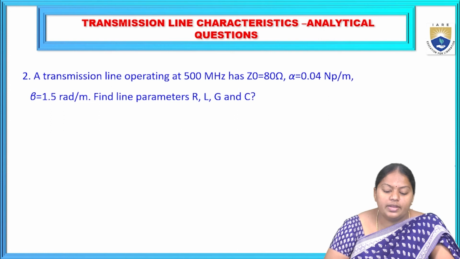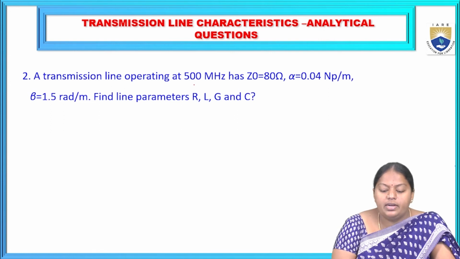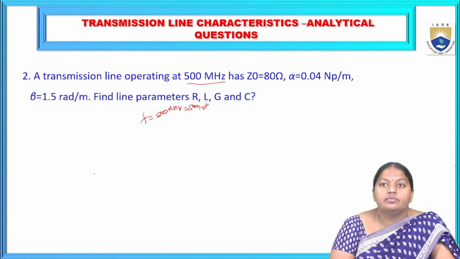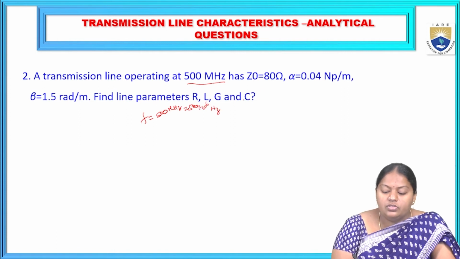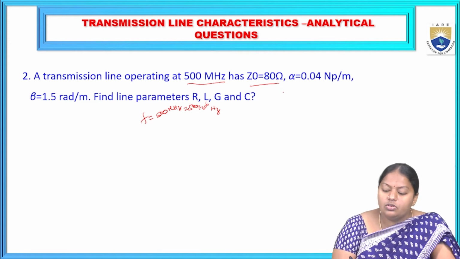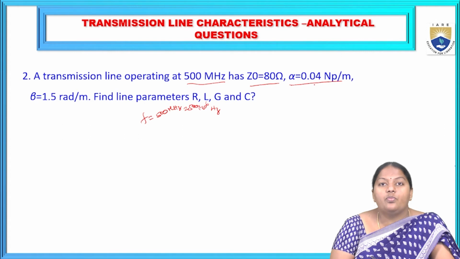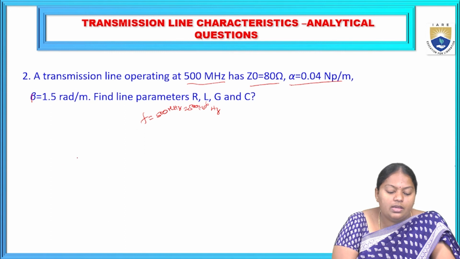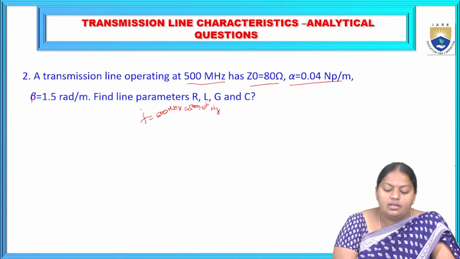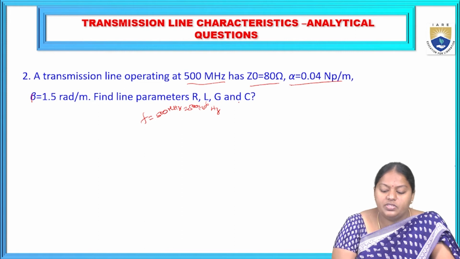Next, a transmission line operating at 500 megahertz means f value is given as 500 megahertz, nothing but 500 into 10 power 6 hertz. Then Z0 characteristic impedance is given as 80 ohms, and the attenuation constant alpha is expressed as 0.04 Neper per meter, and phase constant beta equal to 1.5 radian per meter is given. Now find the line parameters R, L, G, C.